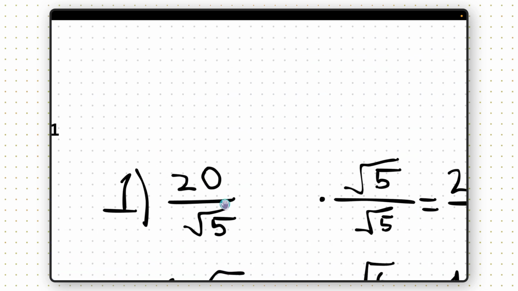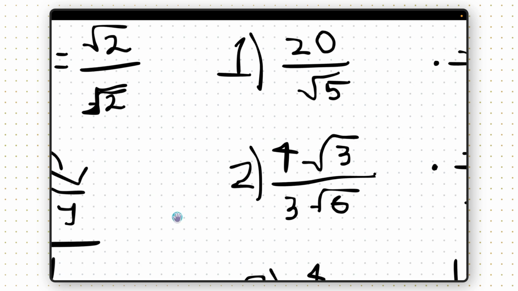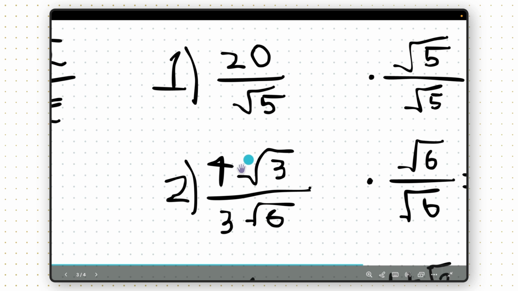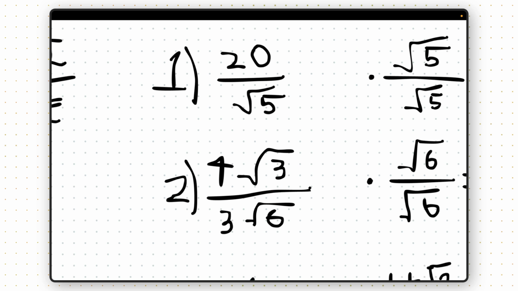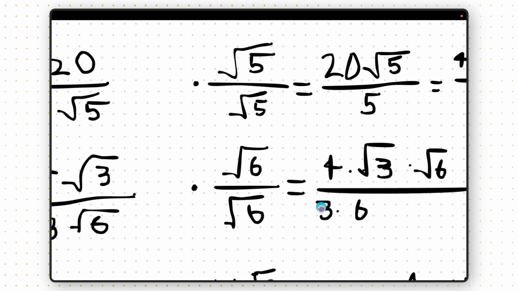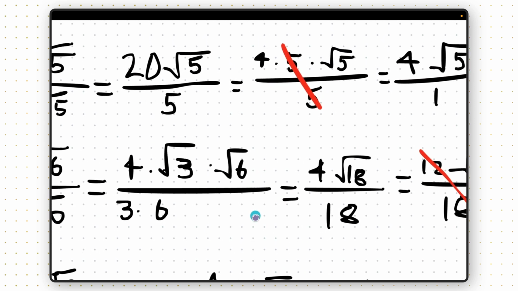For the next question, we have 4 root 3 divided by 3 root 6. One important thing to note is that you only need to deal with the radical in the bottom of the fraction. We don't care that there's a root 3 on top, because it's fine if it's on the top of the fraction. We only deal with what's on the bottom, because remember, we can't divide by an irrational number. So we multiply the top and bottom by root 6, and we get 4 root 18 over 18.